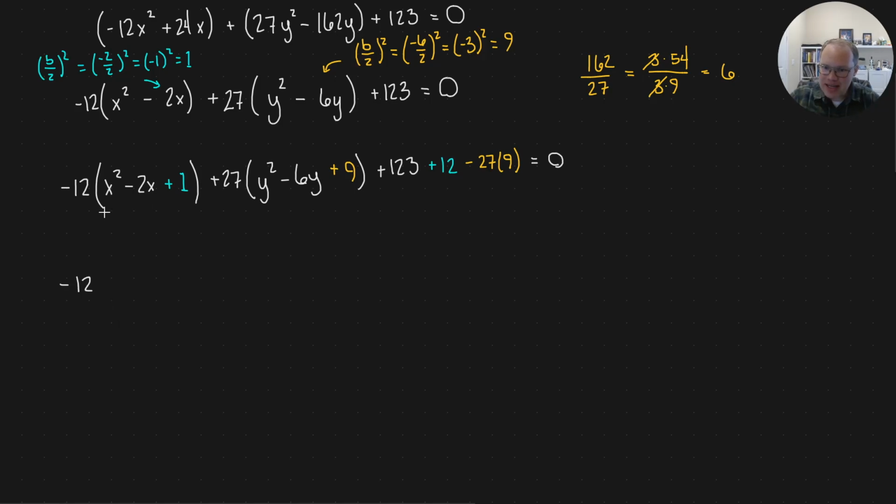Now, the whole reason we did this is that these now factor as perfect squares. X squared minus 2x plus 1 factors as x minus 1 squared. Remember, this number is this one before you square it. Plus 27 times y squared minus 6y plus 9, and y squared minus 6y plus 9 is y minus 3 squared.